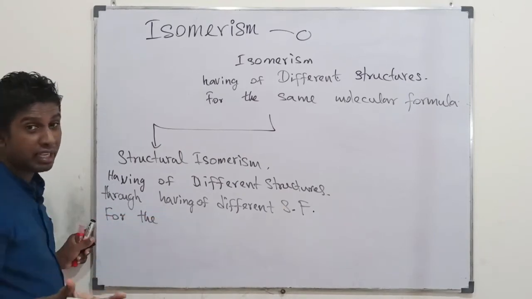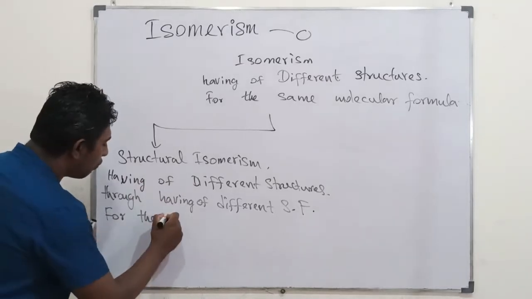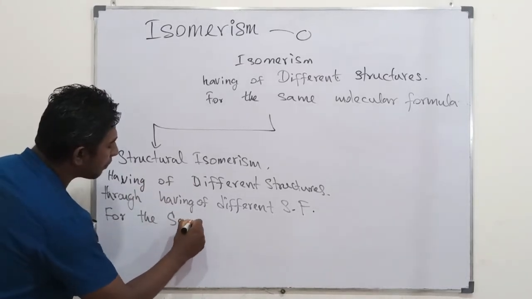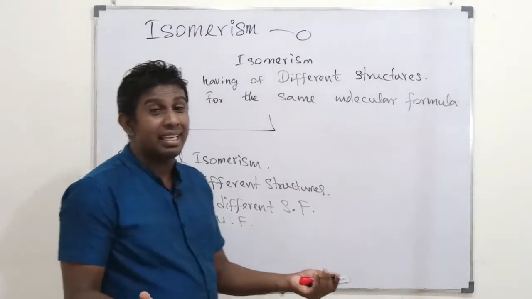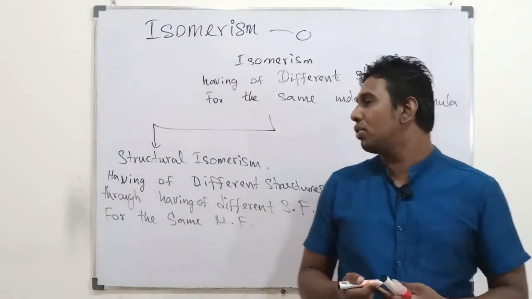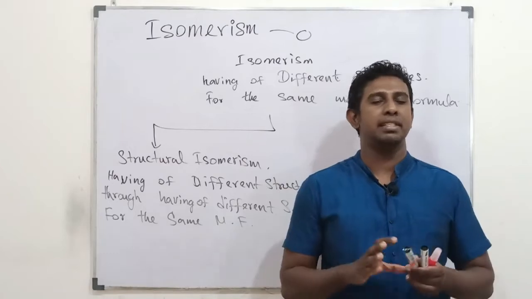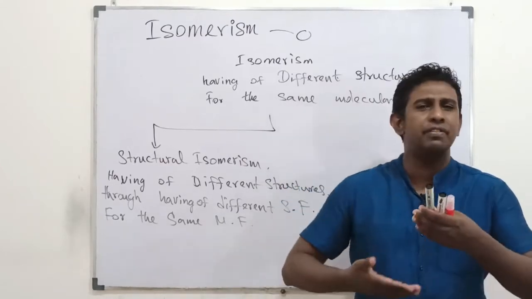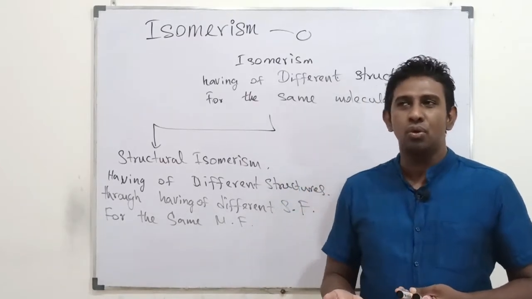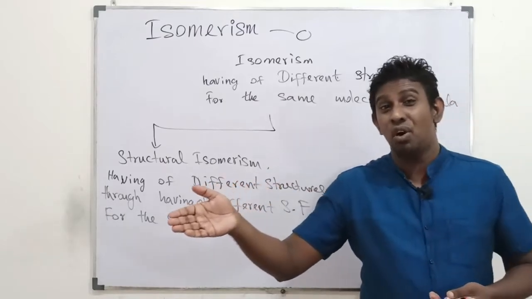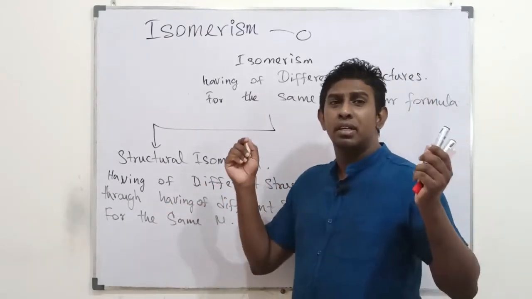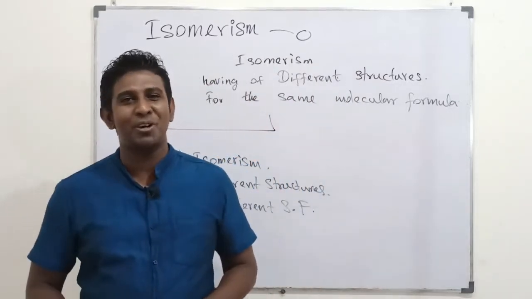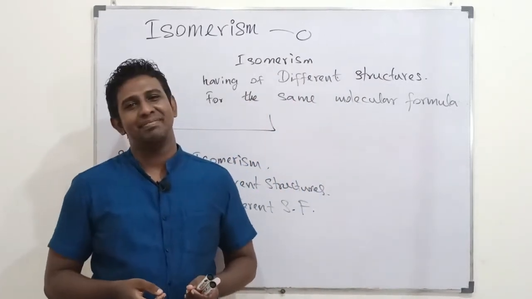It has to be always for the same molecular formula. That's the constitutional, or we could call structural isomerism. Again, it is the having of different structures, through having of different structural formulae for the same molecular formula, that is called constitutional isomerism or structural isomerism.